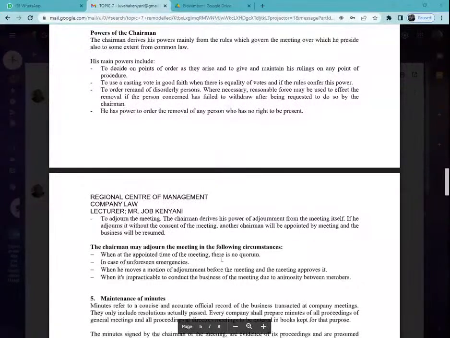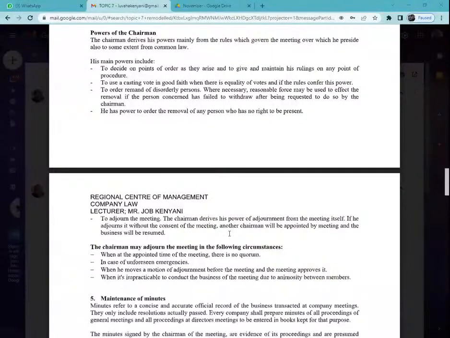So maybe for today we can end our class there. Maybe next time, before we start the topic of directors, which is topic number 8, we'll look at more questions regarding meetings, and how you can answer. Sometimes there have been simple questions like, what are the contents of minutes? What are the contents of the notice of our meetings? Those kinds of simple questions are normally tested.